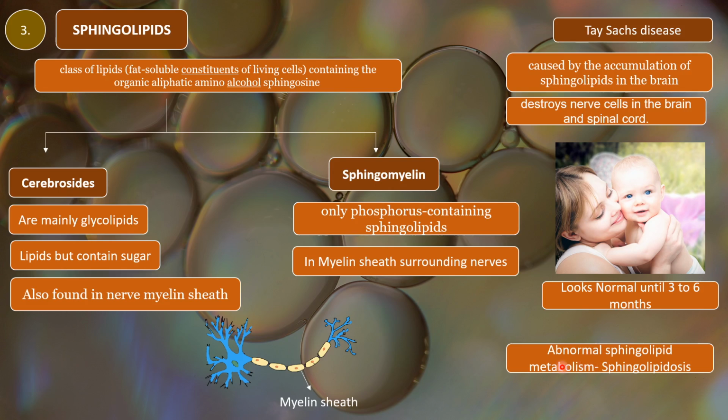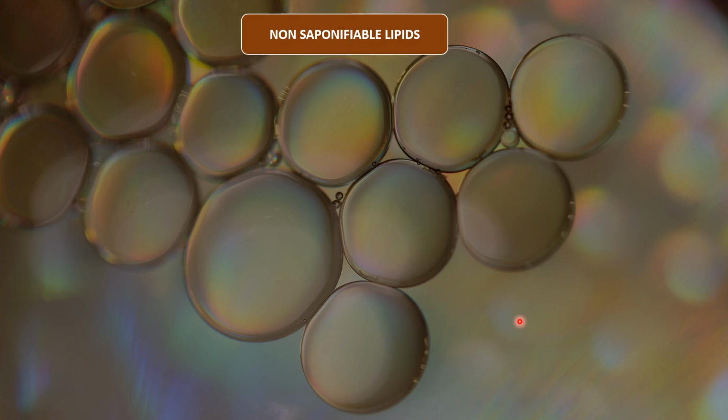Now abnormal sphingolipid metabolism is also called sphingolipidosis, right? So what is sphingolipidosis? It is the abnormal sphingolipid metabolism. Tay-Sachs disease is a kind of sphingolipidosis, because in Tay-Sachs disease the sphingolipid metabolism is abnormal, right? So this is it about saponifiable lipids.